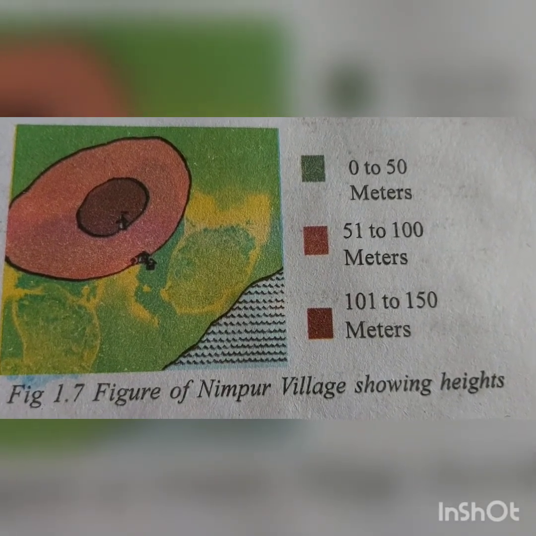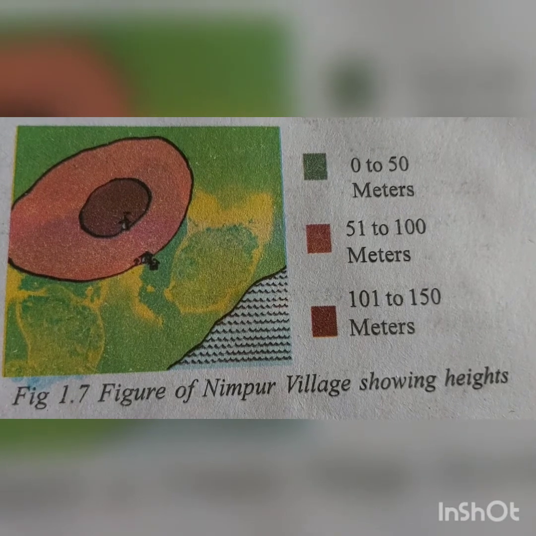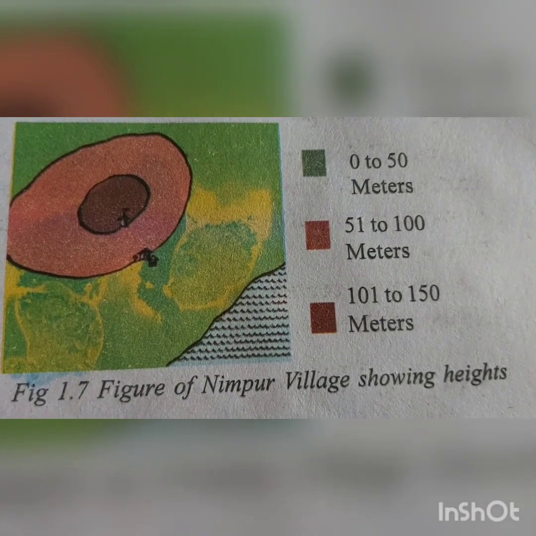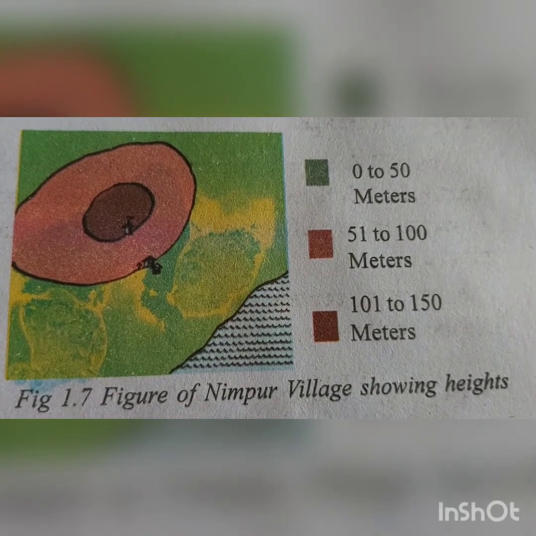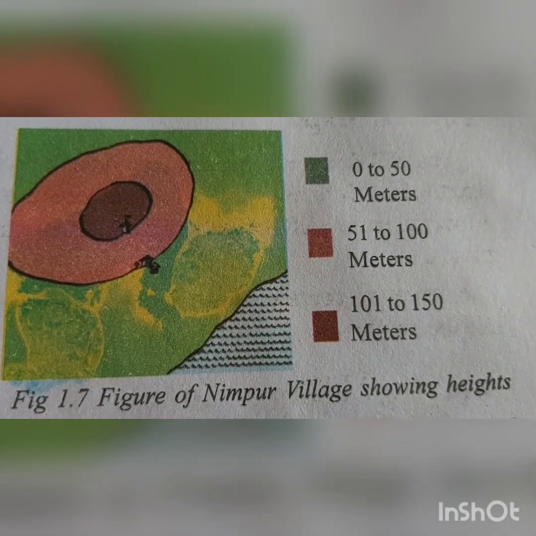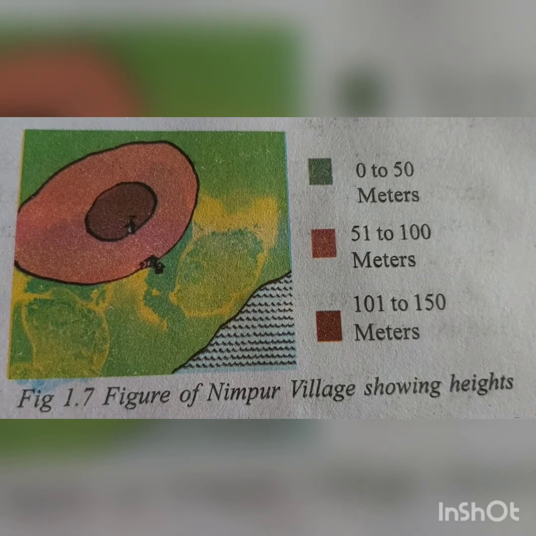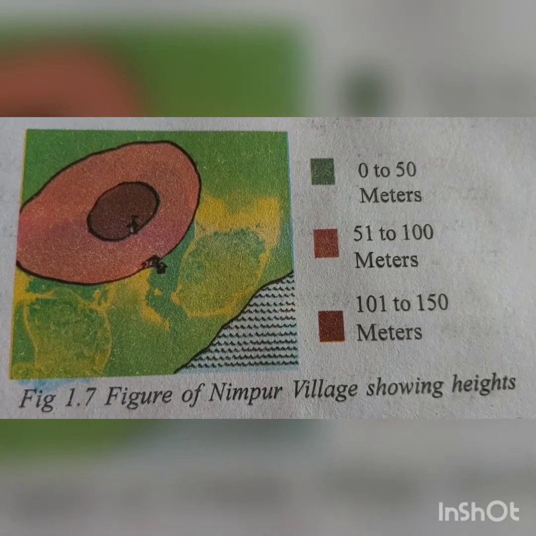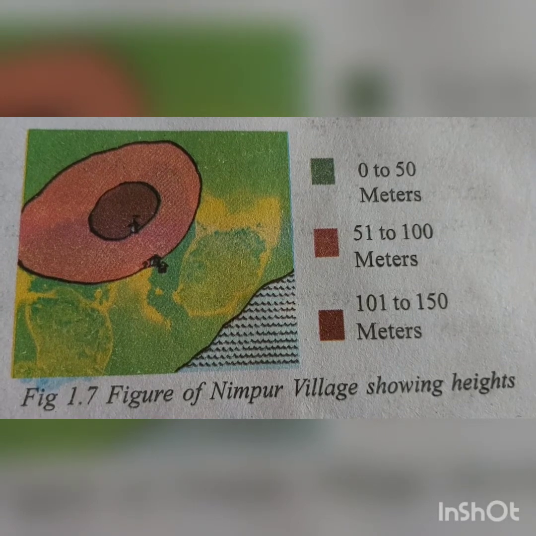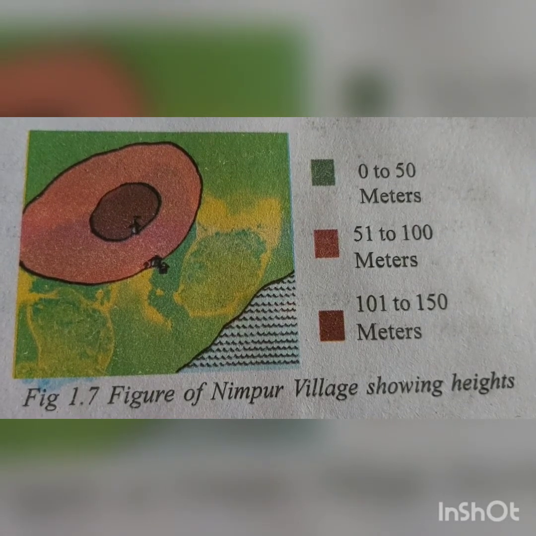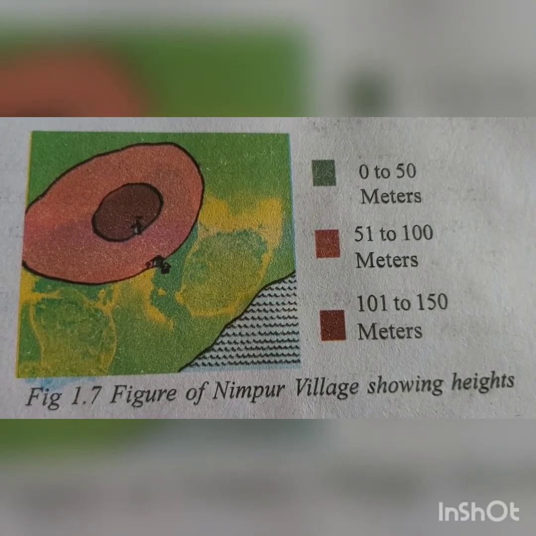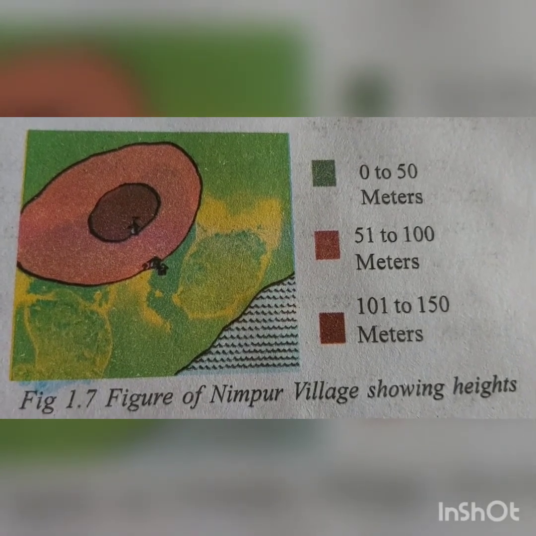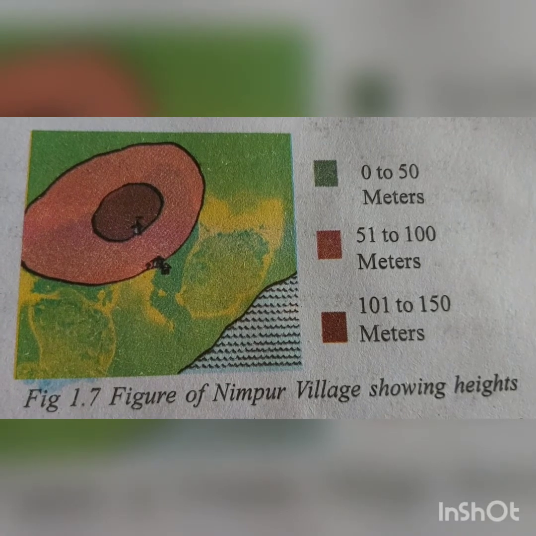Here again, I am just going through what we have learned in the last class, that is figure 1.7. I am just showing you in your textbook, you are having it. They have given you the 3 colors again. Green is for plains, light brown is for plateaus, and dark brown is for mountainous, that is 101 to 150 meters. So according to the height of the land, you have to show it on a physical map.